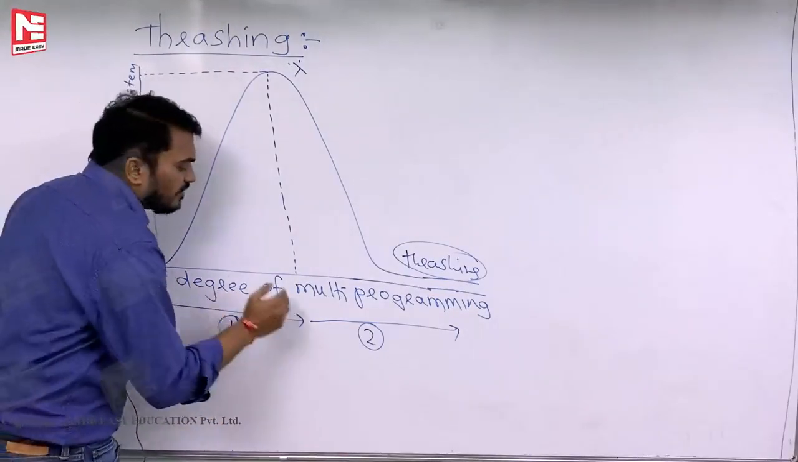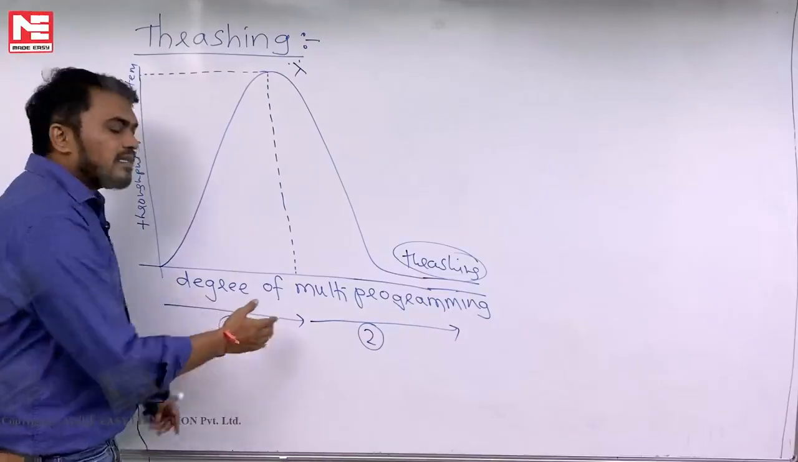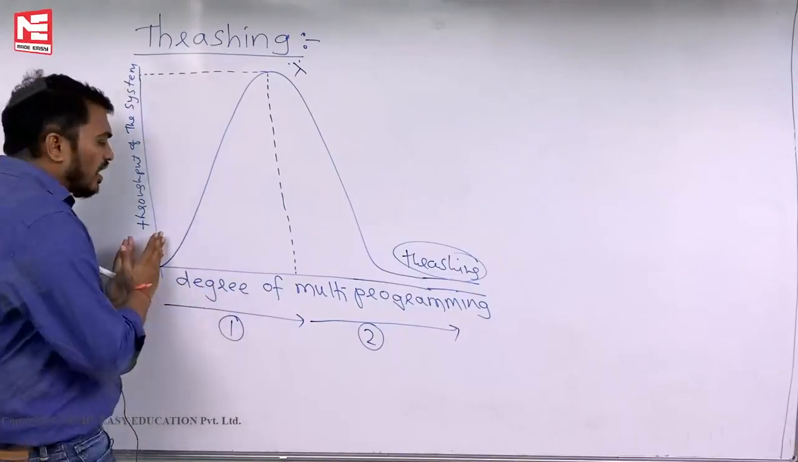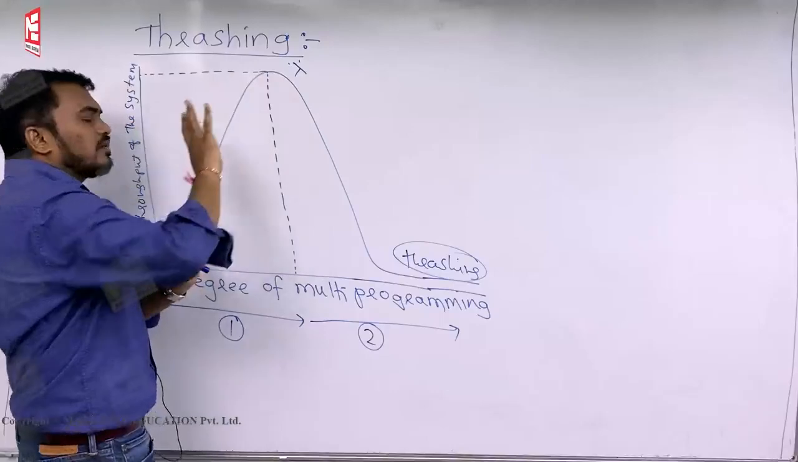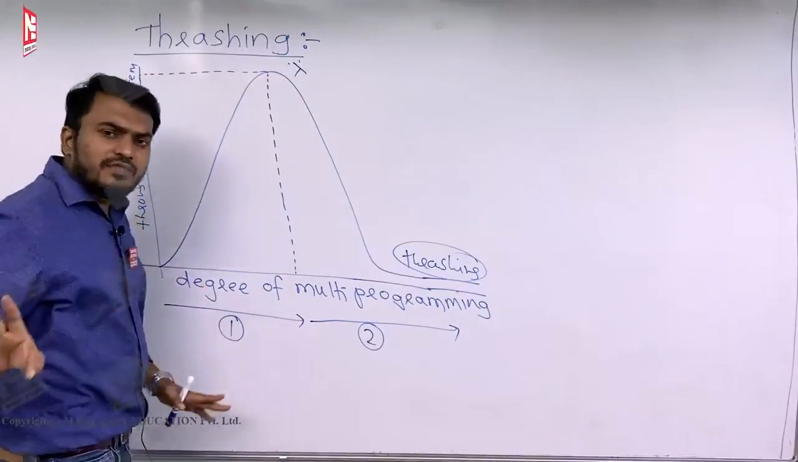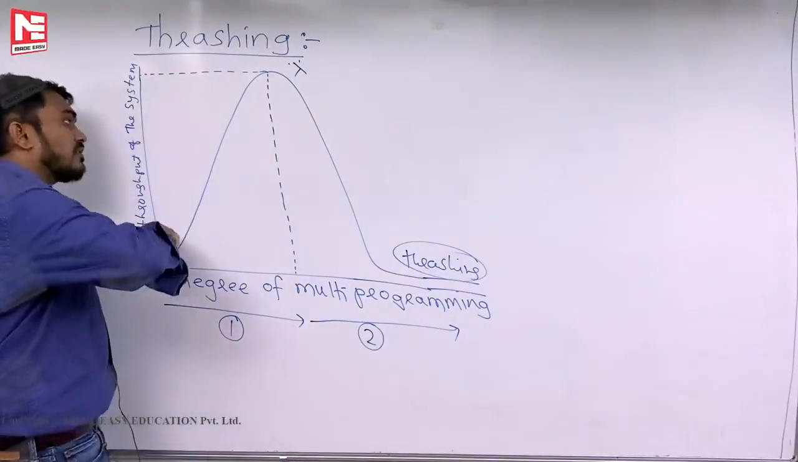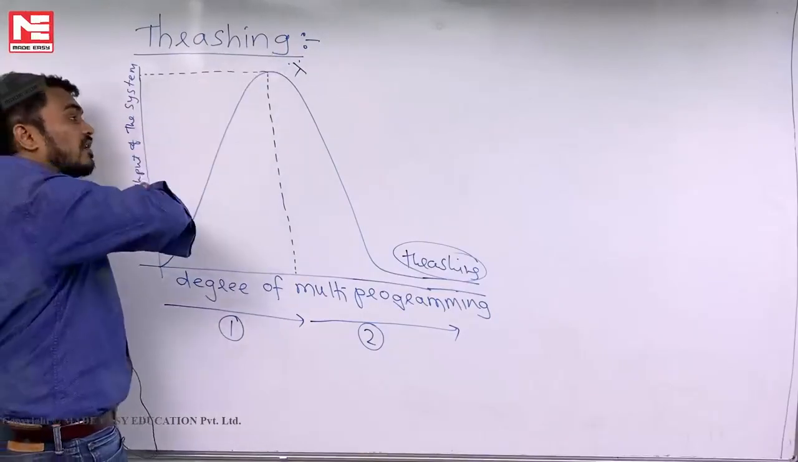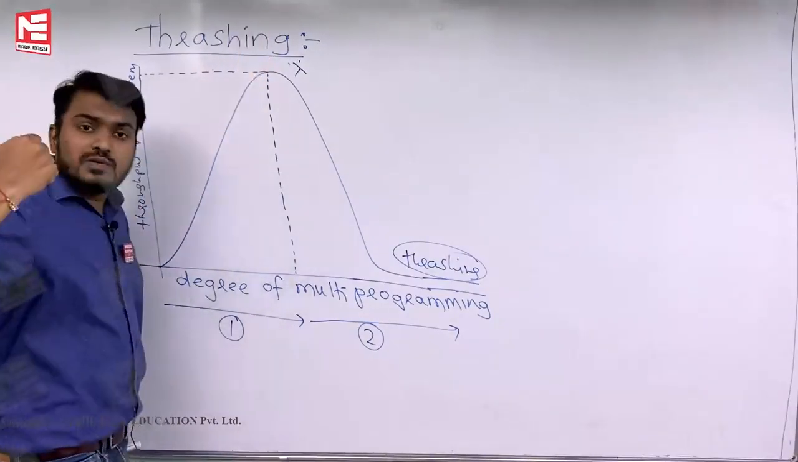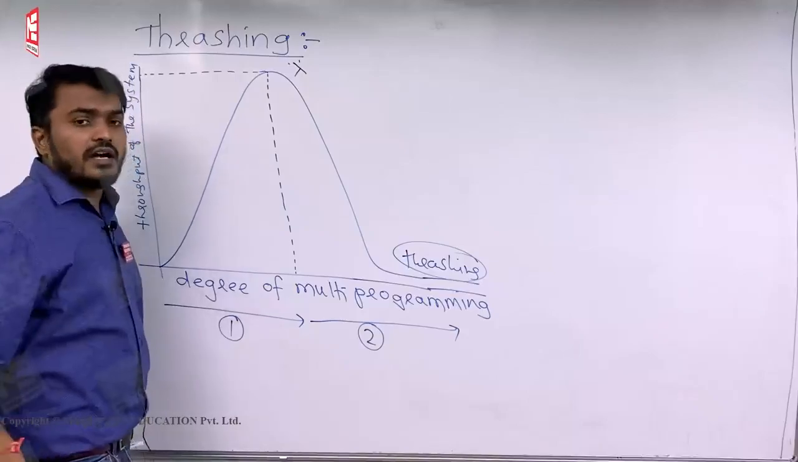So in the initial degree of multi-programming, up to the point of lambda, when you are bringing the processes into the memory, there is no problem, everything is perfect. Look at here, the throughput of the system is very high. System resources are utilized perfectly, CPU utilization is also very high.